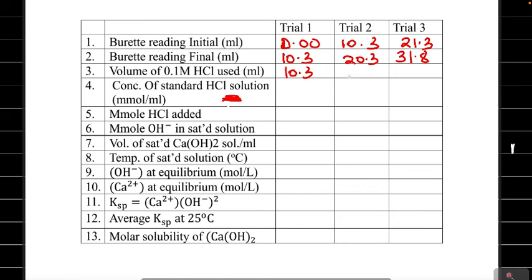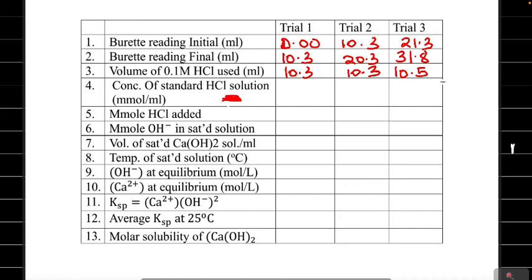So 20.3 here is going to give us 10.3. Now for the last one, 31.8 minus 21.3, that'll give us 10.5. All right, so we are done with the first part.